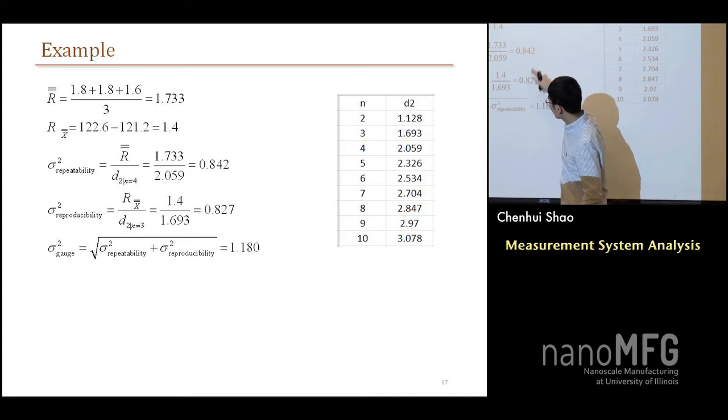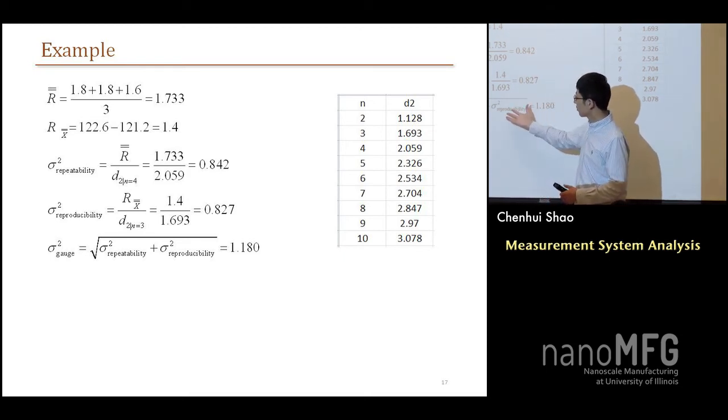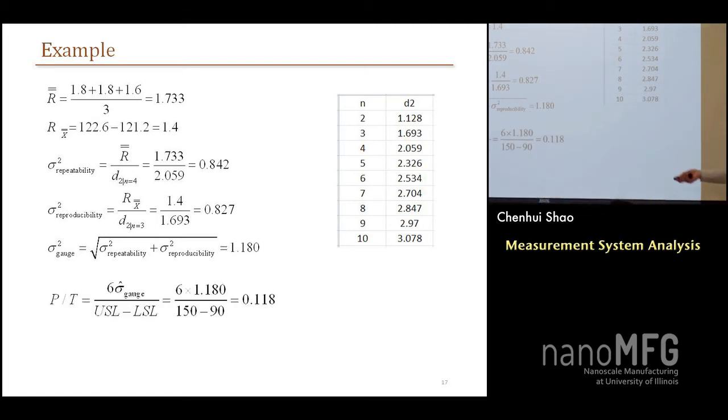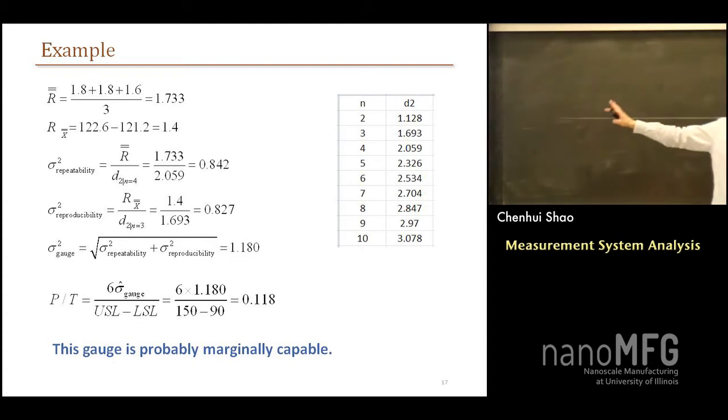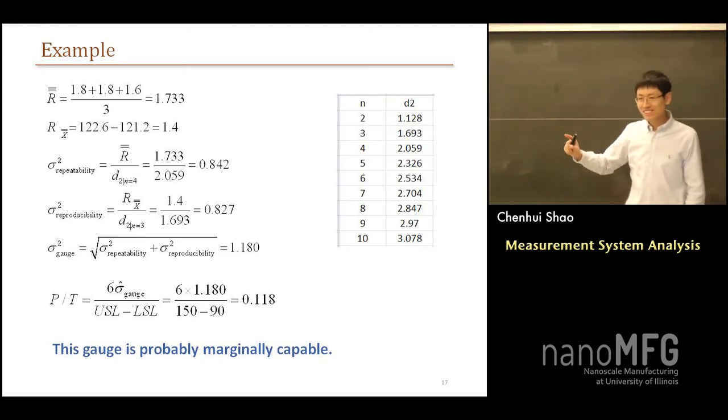So we have all of the estimates. The sigma gauge squared should be the sum of these two, and we have this value. That's the P/T ratio. We have 0.118. Again, it's probably marginal control. It's not too good and not too bad. So that is everything I have for the X bar R chart.